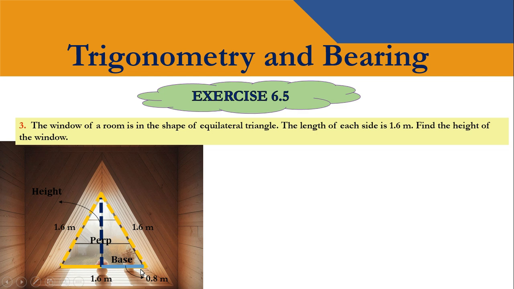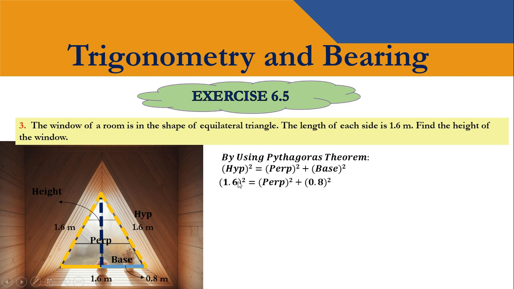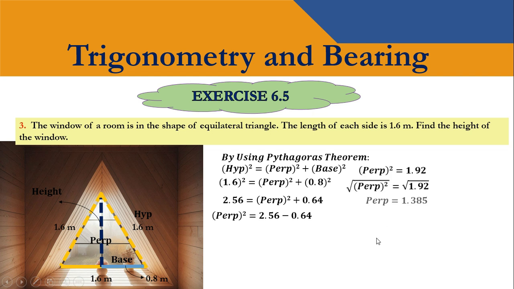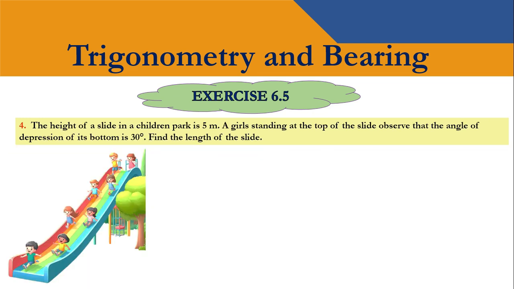Now we have the base of the triangle and we have the hypotenuse, 1.6 meter, of the triangle. So we need to calculate the perpendicular. In that case, when two sides are given, we need the third side. We preferably use the Pythagoras theorem. So here is the Pythagoras theorem. The hypotenuse square is equal to perpendicular square plus base square. Putting the value of hypotenuse and base, we will get the value of perpendicular, which is equal to 1.385. So the height of the window is equal to 1.39 meters. Now moving on to the fourth question.